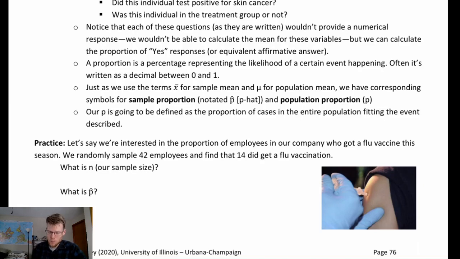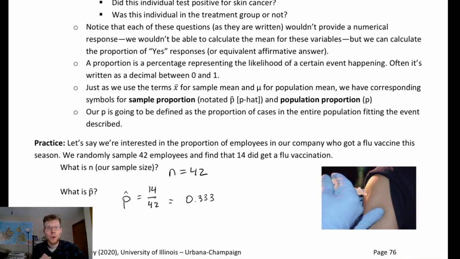So what is our sample size? Our sample size here is going to be 42. We asked 42 people this question. And what is p hat? That is going to be the proportion of our sample that answered yes. So if our proportion of interest is those who got a flu vaccination, then that would be 14 over 42, which would be about 0.33.